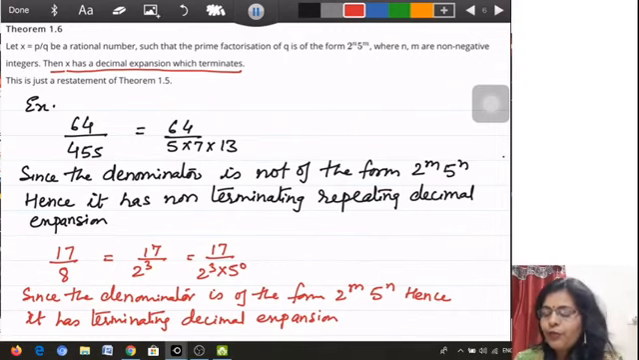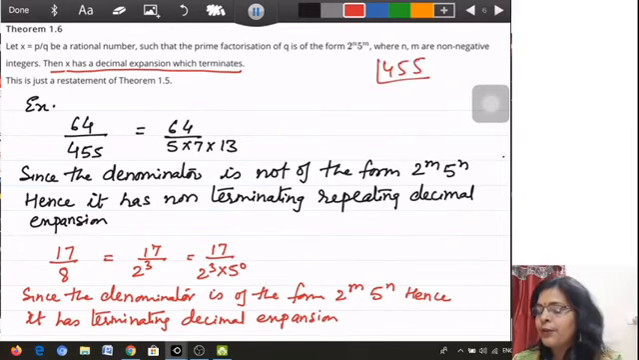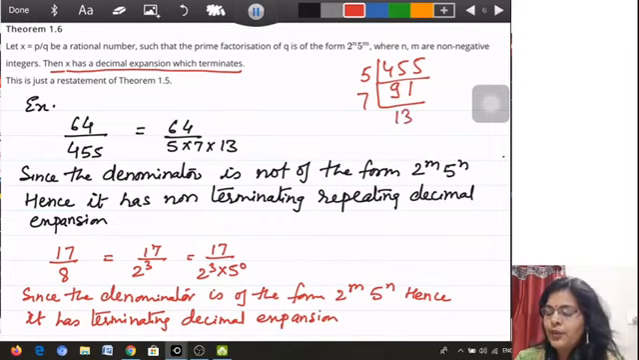Now 455, and we will solve this 455. What do we get? 455 is not divisible by 2, not divisible by 3, since the divisibility of 3 fails (5+5+4 is 14), so it is not divisible by 3, but it accepts divisibility by 5. So 5 9s are 45 and 5 1s are 5, and then 7 13s. So we have got the denominator as 5 into 7 into 13.